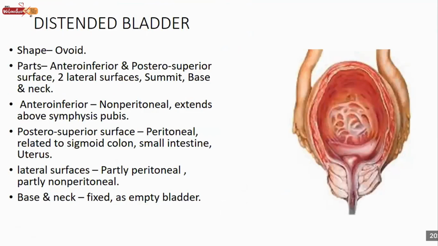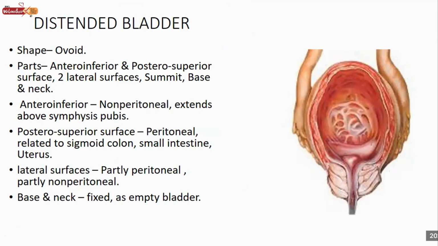in contact with the superior fascia of the urogenital diaphragm. Now the distended bladder, as you can see, is ovoid, and so it has two surfaces, that is the antero-inferior and the posterior-superior surface. This is the antero-inferior and this is the posterior-superior surface. Then two lateral surfaces, and the summit of the bladder, and base and neck.